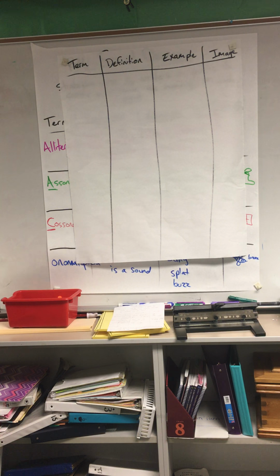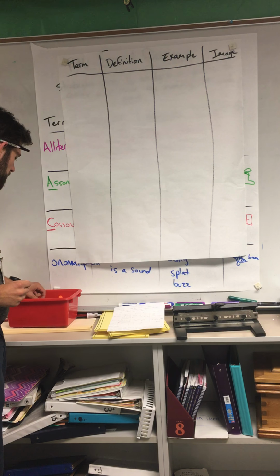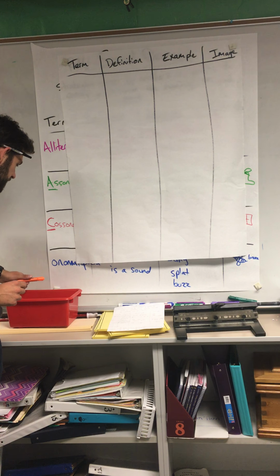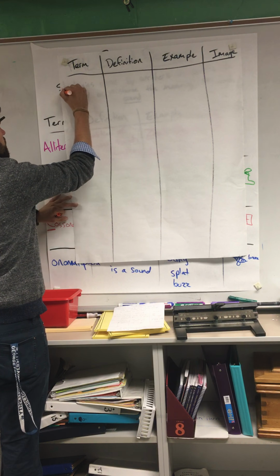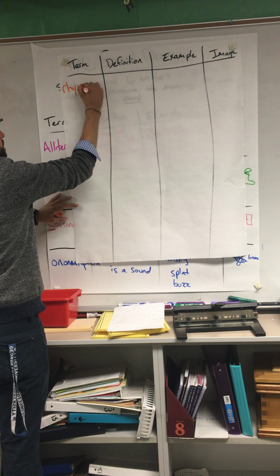All right. Next we're going to go away from the repeating sounds to one of my favorites, which is rhyme scheme. Which color should I do? Orange? It's a good choice. It's my favorite color. Rhyme scheme.